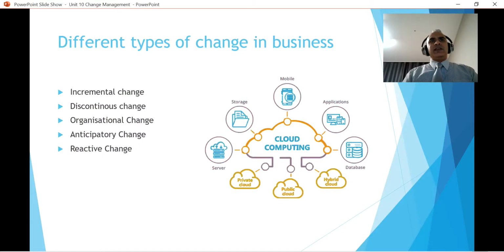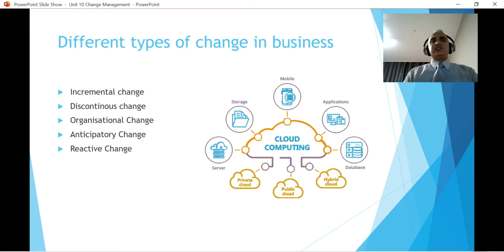So we have different types of change in business. Not all the changes are the same. First of all, we have, for example, incremental change, which is maybe we already have a system or a machine or a software, and we're just upgrading it, right? Let's say we have a CRM or an ERP, and the only thing we're adding is AI to it, which can build better models for us. So in this case, we can say it's incremental change.